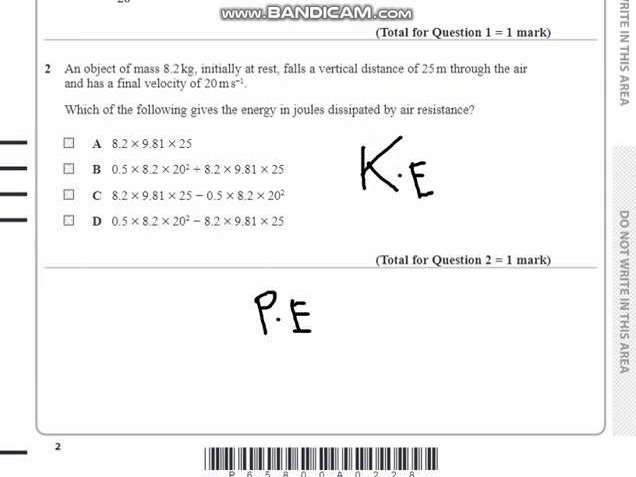So you can say 8.2 kg. For potential energy, the formula is mgh, which is mass into gravity into height. And for kinetic energy, it is half mv square, where m is the mass and v is the speed.